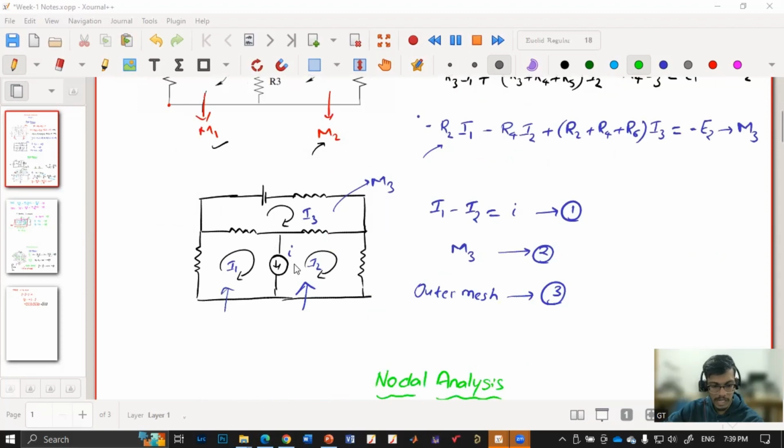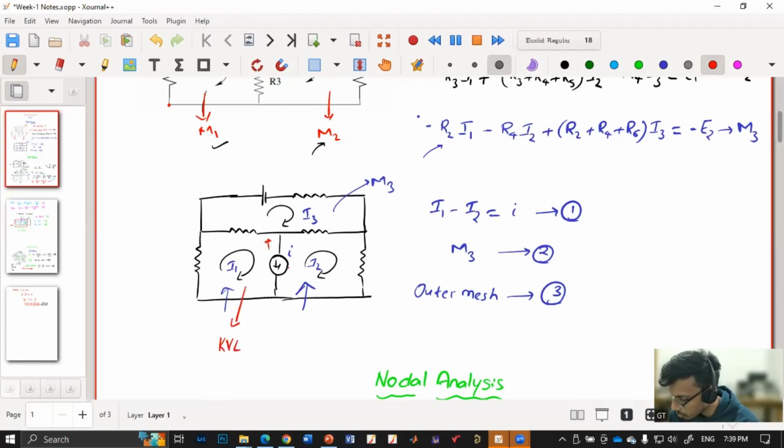In the case of mesh analysis, if there is a common current source in this mesh and in this mesh, we cannot apply KVL in this mesh because we do not know the voltage across this. Okay, let me write it using red color. So in this mesh M1, we cannot apply KVL directly because the voltage across this current source is unknown, right? Similarly, if I apply KVL in this mesh, I'll again not know the voltage across this voltage source. So I am not getting 2 equations in this KVL and in this KVL.